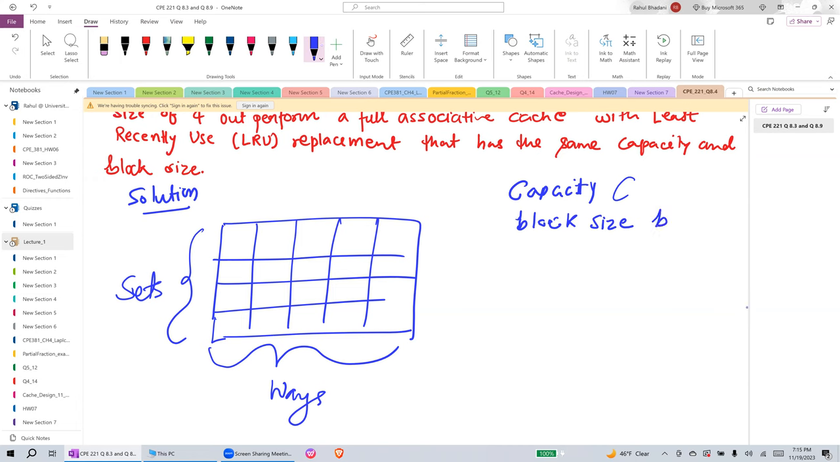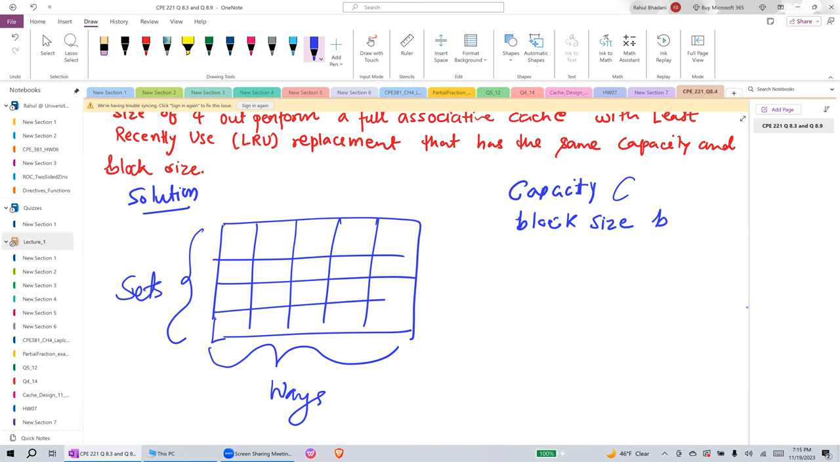Generally, if the block size is 1, there is no spatial locality. But if the block size is 2 or more, then there is spatial locality. It means that if the cache fetches any address from physical memory, it will also bring in something nearby that particular address.